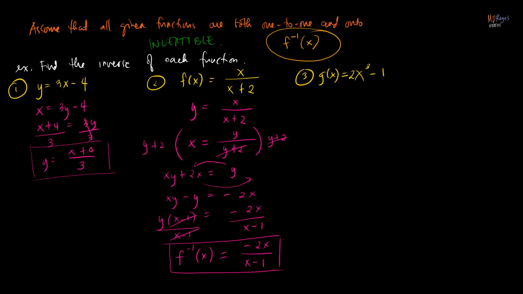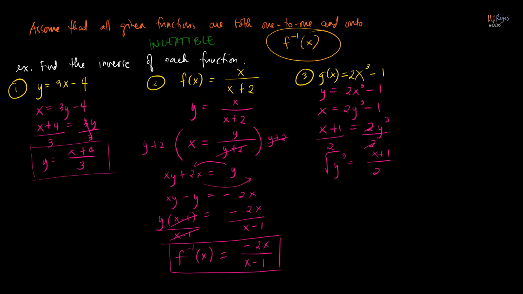One last example, given g of x equals 2x cubed minus 1. Again, we write the equation as y equals 2x cubed minus 1, and then write y as x and x as y. So x equals 2y cubed minus 1. And then solve for y, writing y in terms of x. Transposing negative 1 to the left, we'll get x plus 1 equals 2y cubed, and divide both sides by 2. Now we have y cubed equals x plus 1 over 2.